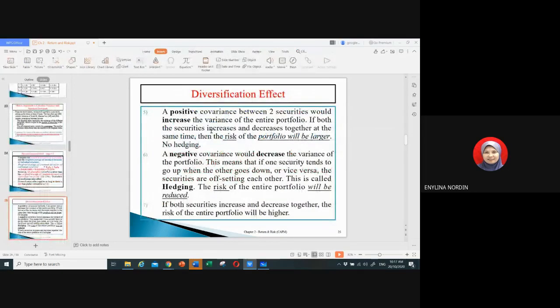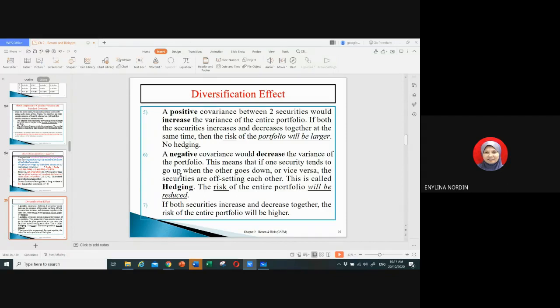Okay. So this is what I mentioned last time. When we want to form a portfolio, we must make sure there is a negative or low covariance and correlation between stocks in the portfolio. So if it's a positive covariance between two stocks or securities, it would increase the variance of the entire portfolio. Maknanya portfolio risk akan lebih tinggi. Sebab apa? Tak adanya diversification effect.